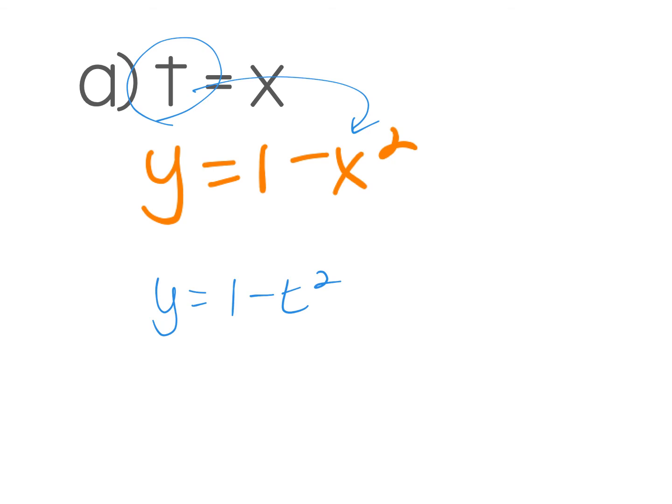And then the answer is not only that equation, but also the first one as an x equals. So I'm going to rearrange it so that it's x equals t. And then my answer would be y equals 1 minus t squared and x equals t. Again, you're creating that system of parametric equations.